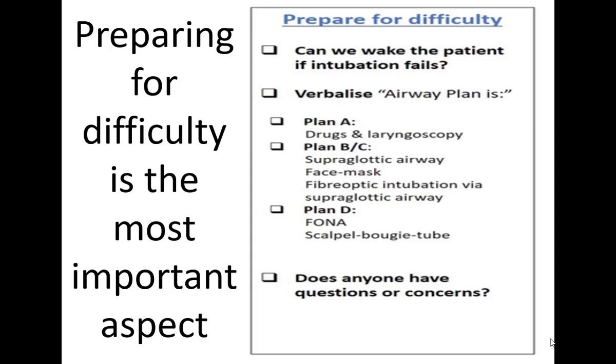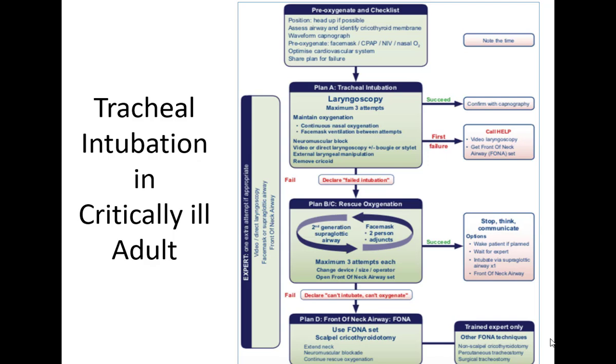And then the team leader should generally ask, does anybody have any suggestions or concerns? So this is from the Difficult Airway Society of UK. And simple steps: plan A is laryngoscope and intubation, plan B is rescue oxygenation, and plan D is front of the neck access.